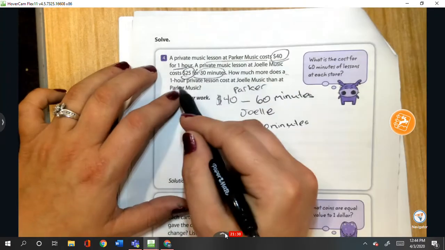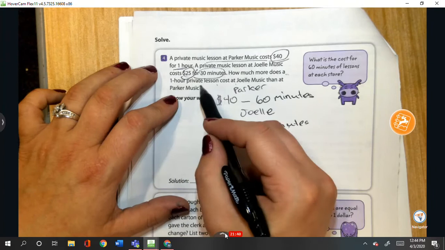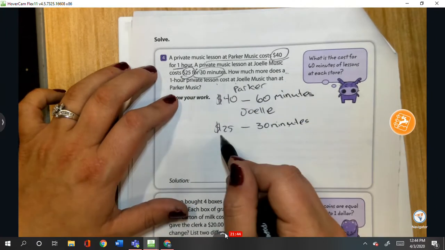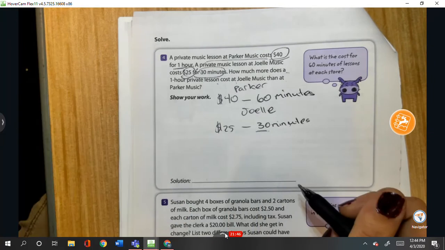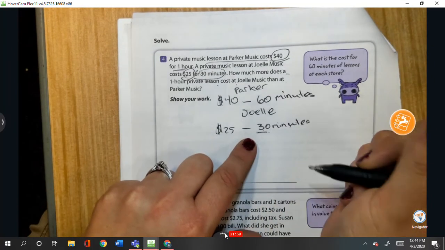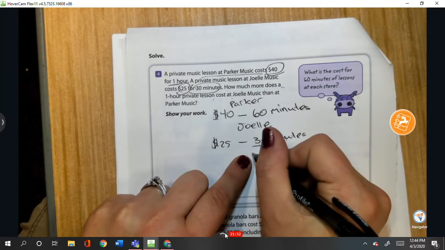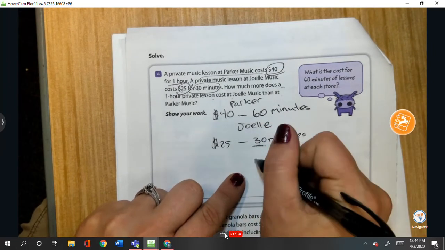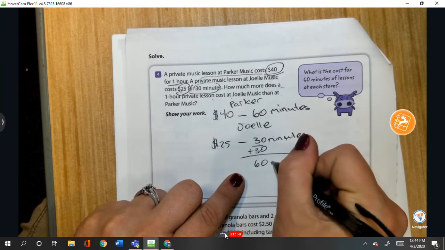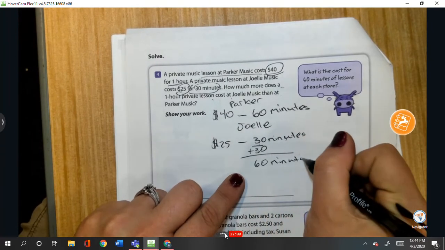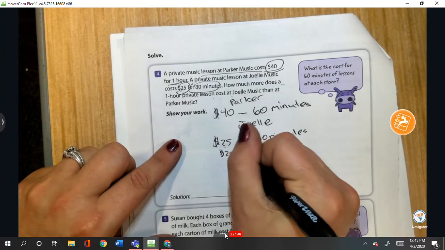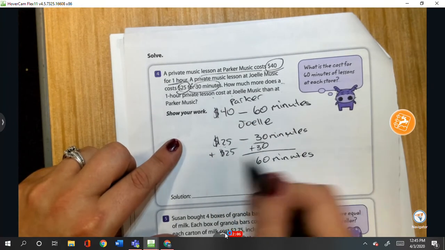How much more does a 1 hour private lesson cost at Joel's than at Parker's? Well, if we were going to make it an hour, we need to add another 30 minutes, right? Because there are 60 minutes in each hour. So if we add 30 minutes to our lesson, we have 60 minutes. But we are also going to get charged an additional $25 for that 30 minutes.